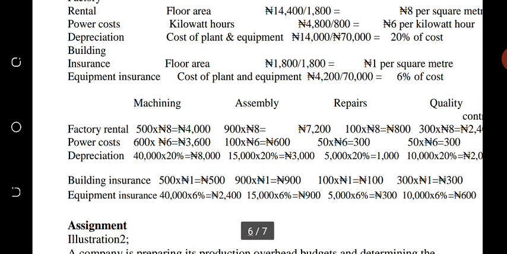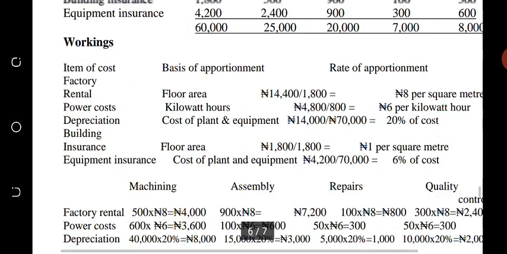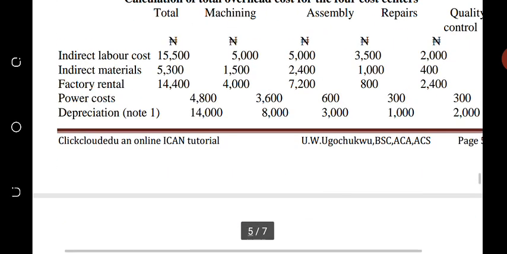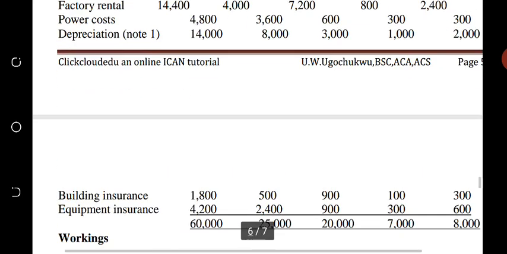So we have 70,000. We have 40,000 times 20%, which is 8,000. 15,000 times 20% for assembly, which is 3,000. 5,000 times 20%, which is 1,000. Then 10,000 times 20%, which is 2,000. This is the cost of depreciation that will be apportioned to each cost center.